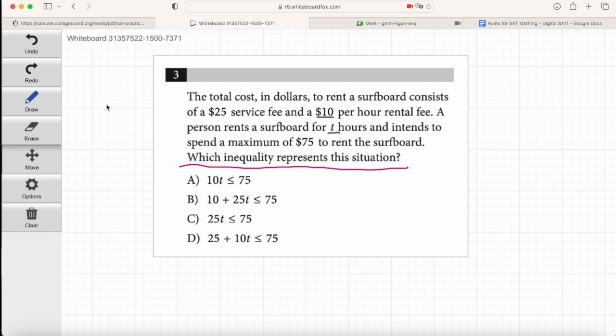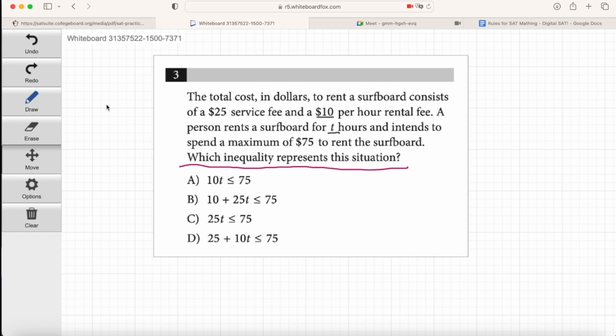7.5 hours. Well, 7.5 hours won't do it, because if it's 7.5 hours, then the rental fee would be $75, but you're ignoring that $25. Right, yeah. There's that $25 service fee that you got to take into account as well. So what would the maximum number of hours be? I want to say around 3 or 4. The service.